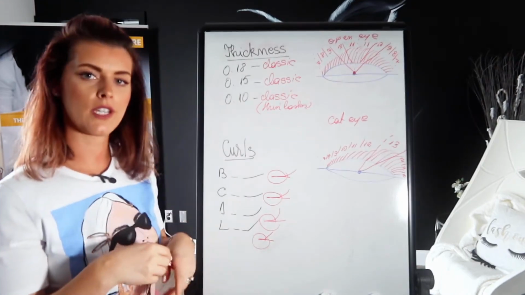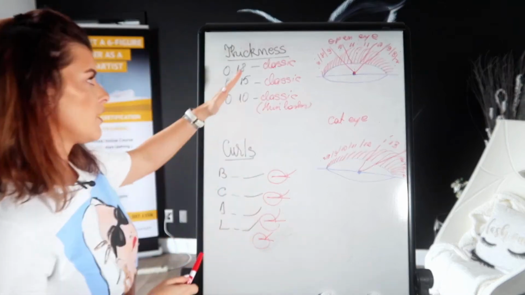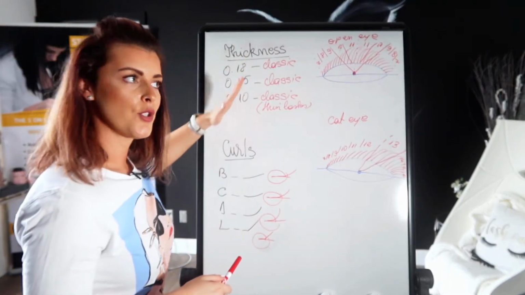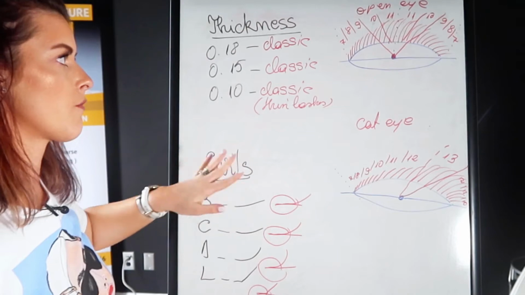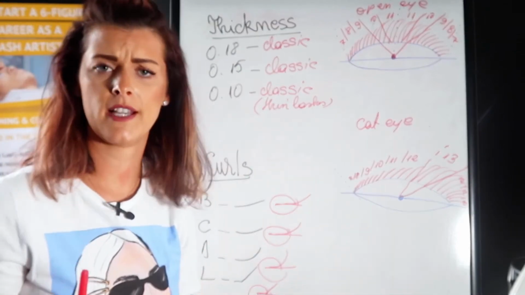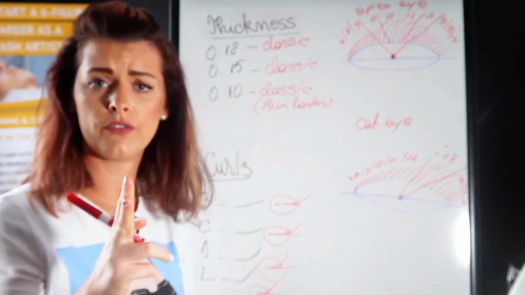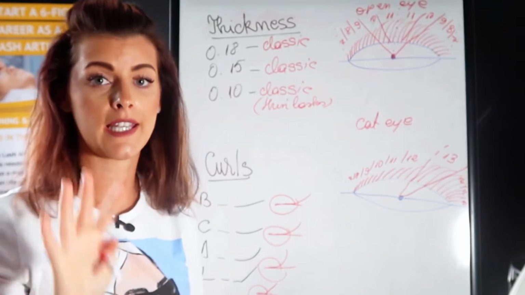I will put some pictures so you can see the difference. Now, you should be familiar with the thickness, you should be familiar with the curls right now. Talking about the styles, I want to explain just two of them today: open eye and cat eye.